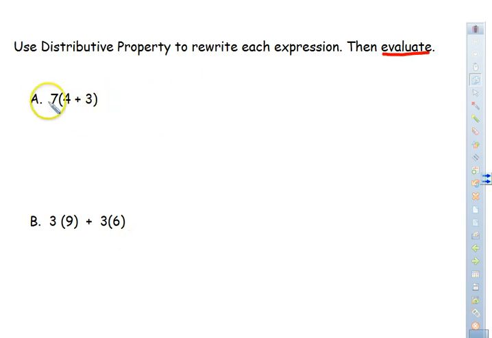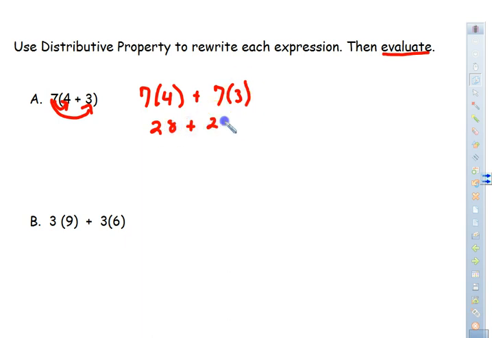Alright, to rewrite this, we are going to say 7 times 4 plus 7 times the 3, and then to evaluate we get 28 plus 21, which is going to give me 49. So that is my answer. Check yours and see how we did ours.